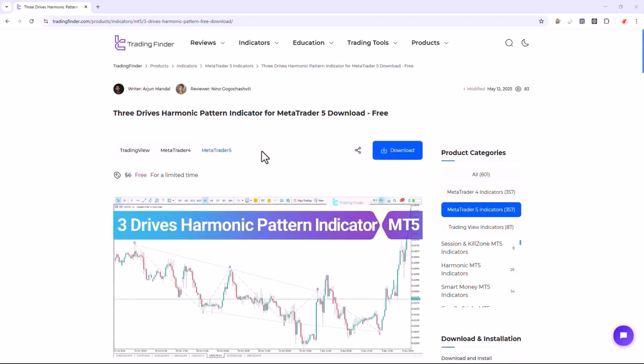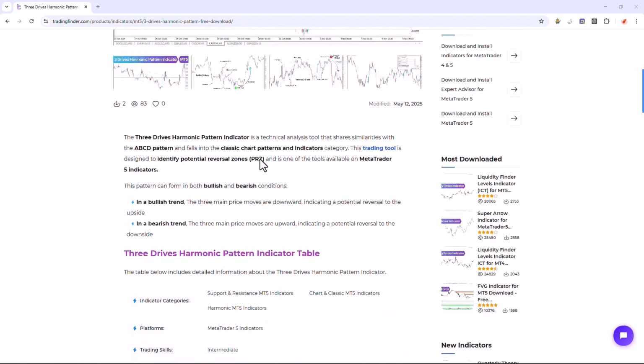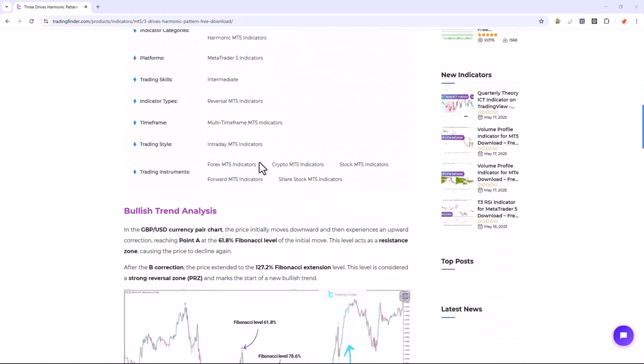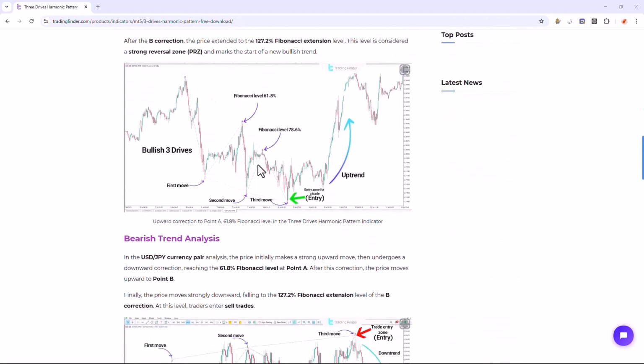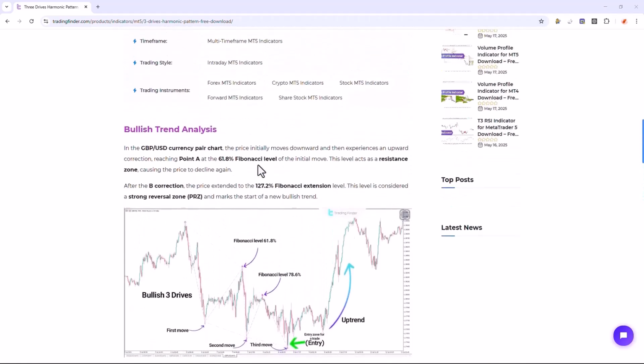The 3 Drives Harmonic Pattern indicator, which is offered for various platforms on the TradingFinder website. From this section, you can download the indicator file for MetaTrader 4 and MetaTrader 5 platforms and run it on your chart. Traders can also read this page to learn about how the indicator works and its functionality.